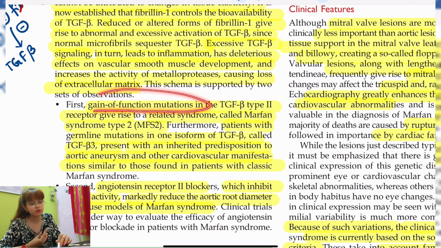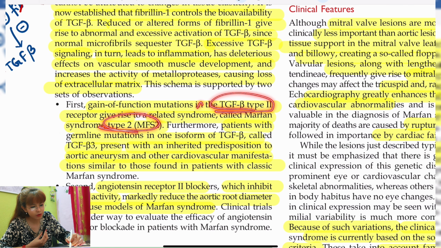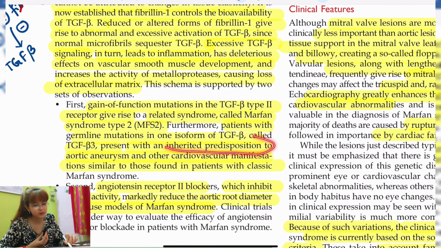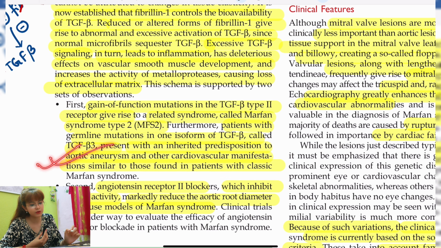There are gain of function mutations in the TGF beta type 2 receptor, which give rise to a related syndrome called Marfan syndrome type 2. So this is again an important point. Patients with germline mutations in one isoform, TGF beta 3, present with an inherited disposition to aortic aneurysms and cardiovascular manifestations. All these are important points.